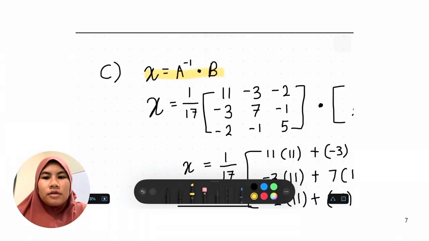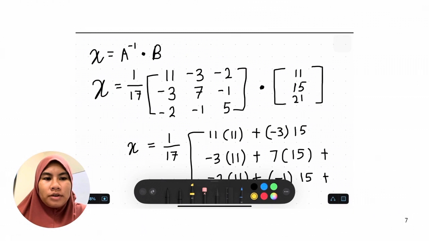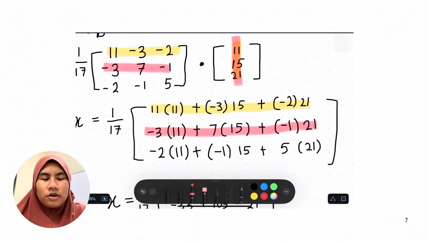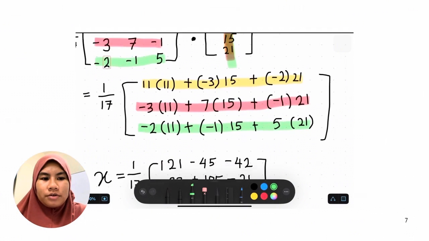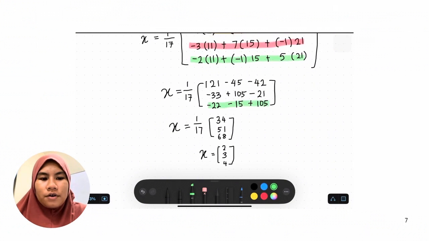Guys, I think I know how to answer the last question. First of all, we need to know the formula. X is equal to A to the power of negative 1 multiplied by B. So now, we need to multiply B first. For the yellow row, we multiply to the next column, followed by the red row and the green row. Then we calculate all the calculations. After that, we need to divide by 17. And that's how we get the answer.